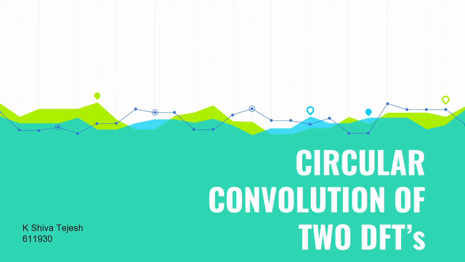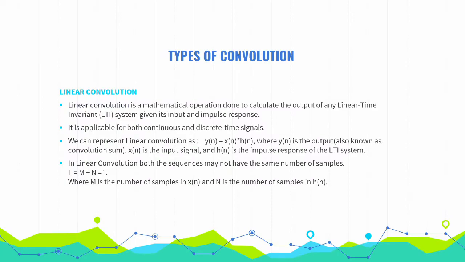There are two types of convolutions, linear convolution and circular convolution. Let us talk about linear convolution briefly. Linear convolution is a mathematical operation done to calculate the output of any linear time invariant system when its input and the impulse response are given. It is applicable for both continuous and discrete time signals. We can represent linear convolution by the following equation: y(n) = x(n) * h(n), where y(n) is the output, also known as the convolution sum.